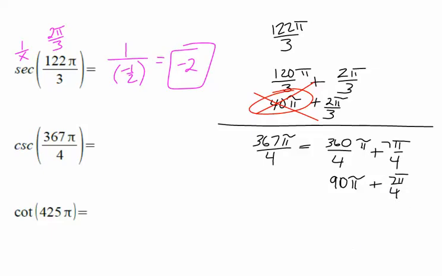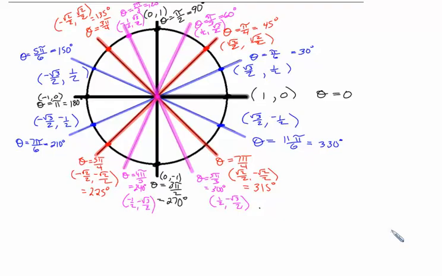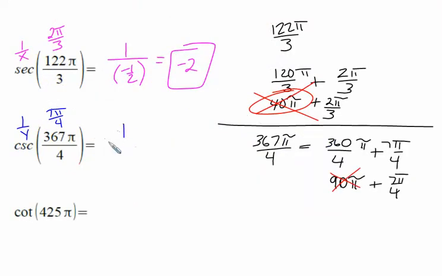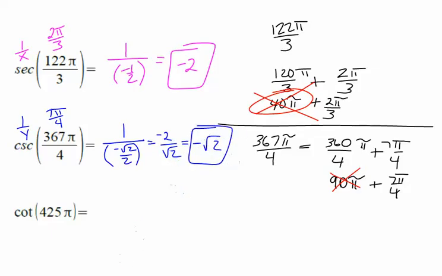Again, any multiple of 2 pi does not matter from a standpoint of determining coterminal angles. So this is going to be the same as 7 pi over 4. For cosecant, we want the 1 over y. We want the reciprocal of sine. So we'll go back to our unit circle. We are going to 7 pi over 4. We want 1 over the y coordinate, which is negative radical 2 over 2. So we take 1 over negative radical 2 over 2, which is going to be negative 2 over radical 2. And if we rationalize that, it's going to be negative square root of 2.